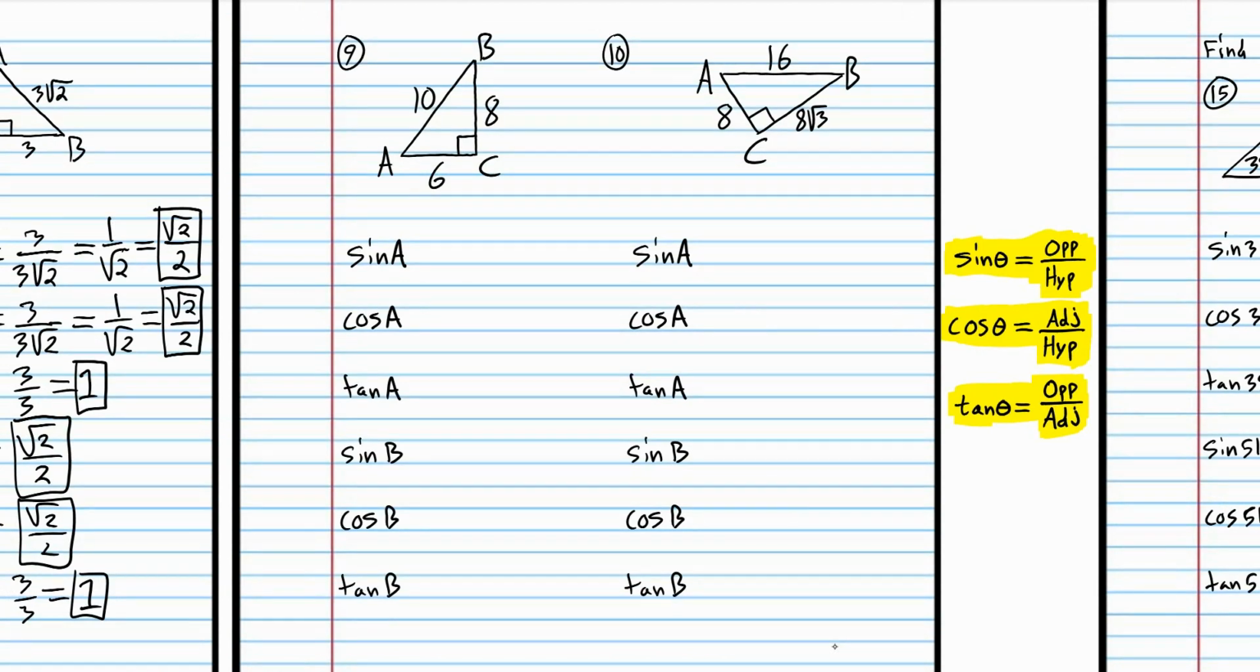All right, we're back. Sine A is opposite over hypotenuse, which reduces to 4 over 5. So if you got that answer, good job. Cosine A is adjacent over hypotenuse, so that would be 6 over 10, reduces to 3 over 5. Again, I'm using these definitions over here.